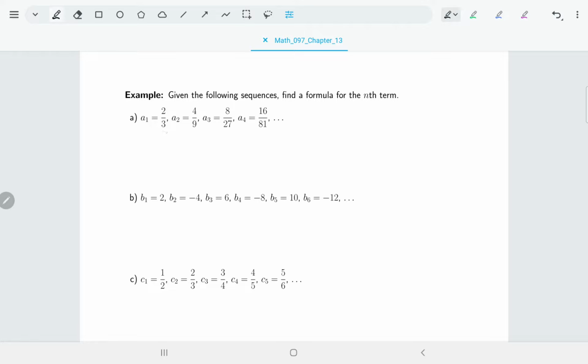So if you're looking at the terms of the sequence that we have for a1, a2, a3, and a4, one thing you might notice is that all of these denominators happen to be powers of 3. That's 3 to the 1 in the denominator, that's 3 squared, that's 3 cubed, that's 3 to the 4. And the other part that we might notice is that the numerators are also powers, this time powers of 2. You've got the numerators 2, 4, 8, and 16. Those are 2 to the 1, 2 to the 2, 2 to the 3, and 2 to the 4.